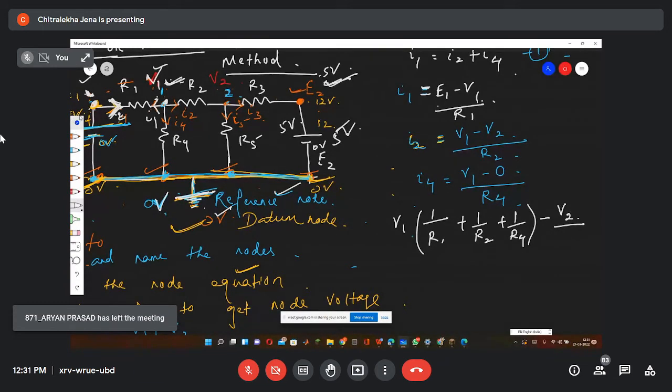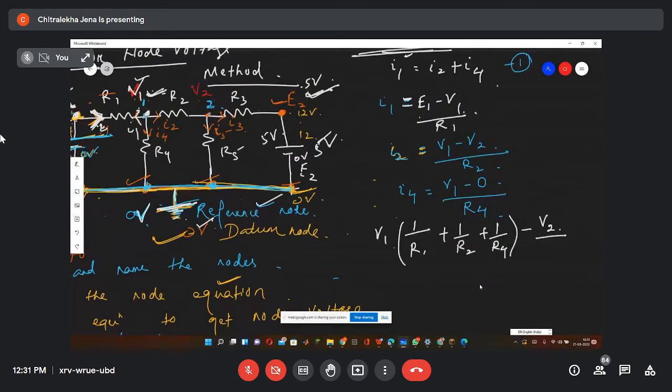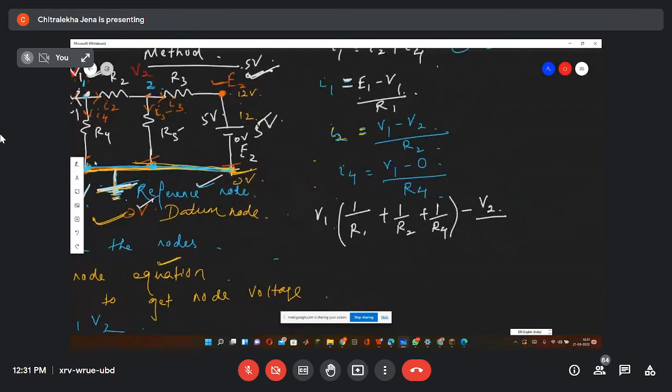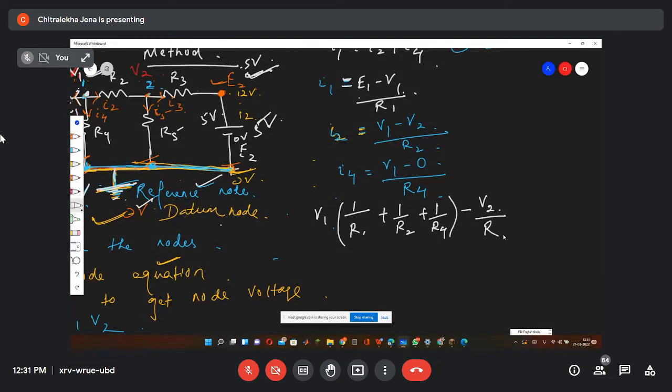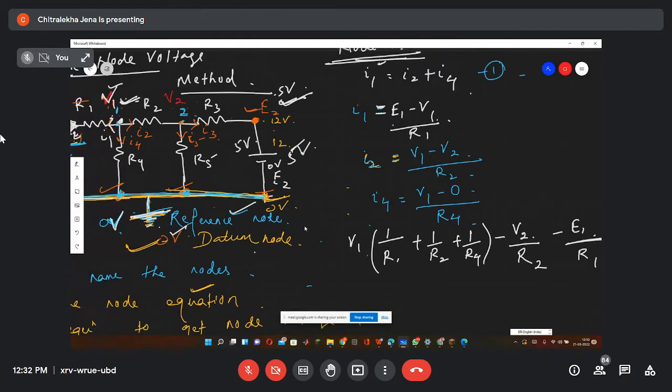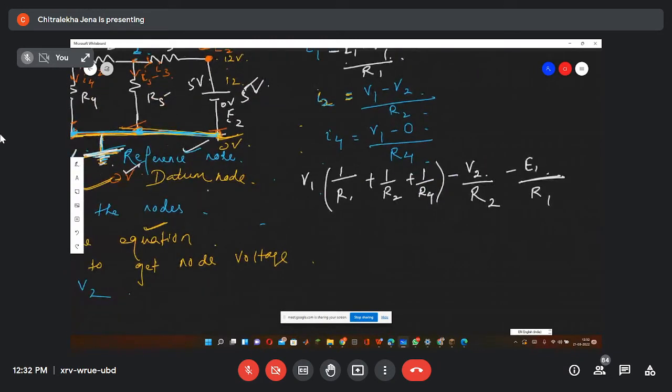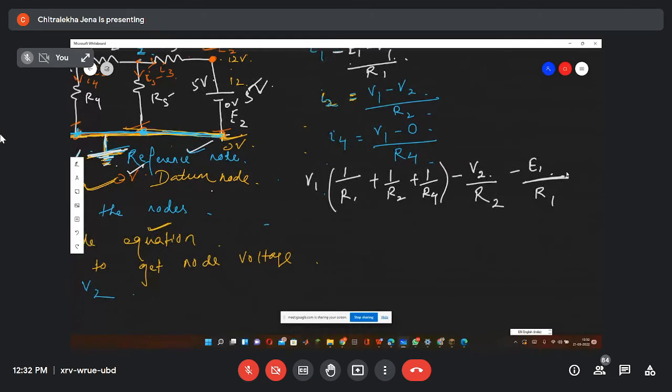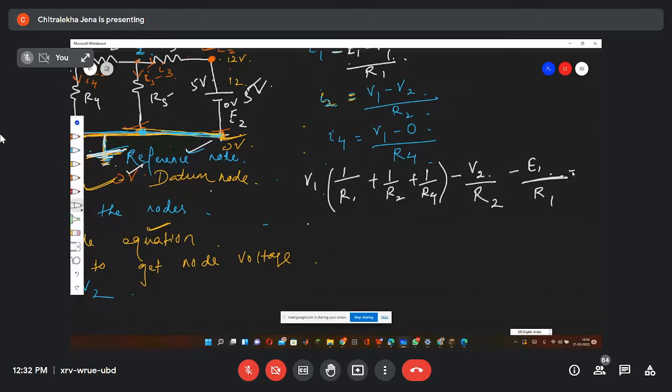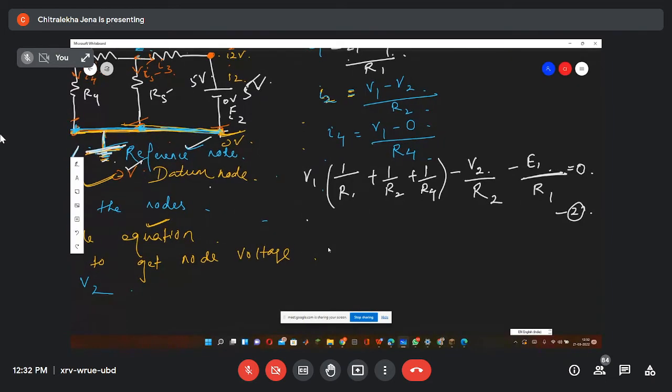So now you substitute and check whether you are getting this equation or not. All of you will do it. I am writing the equation just by looking at the network. I will also tell you how you can write down the node equation just by looking at the network. This is equal to 0. Take it as equation number 2. Got it? Okay, you just wait.